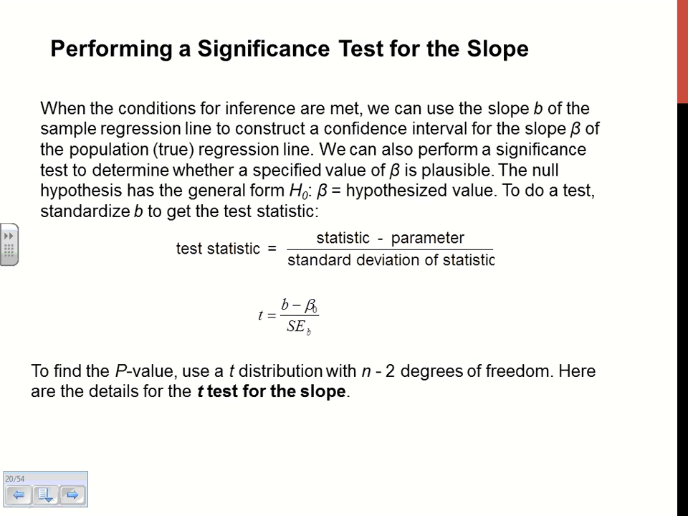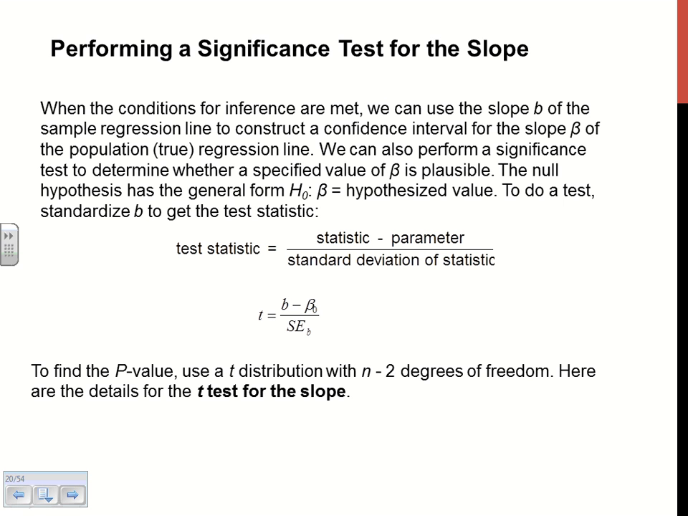Okay, so performing a significance test for the slope, when the conditions for inference are met, we can use the slope b of the sample regression line to construct a confidence interval for the slope beta of the population, the true regression line. We can also perform a significance test to determine whether a specified value of beta is plausible. The null hypothesis has the general form that beta equals the hypothesized value, and to do a test, standardize b to get the test statistic. So remember, our test statistic is the statistic minus the parameter divided by the standard deviation.